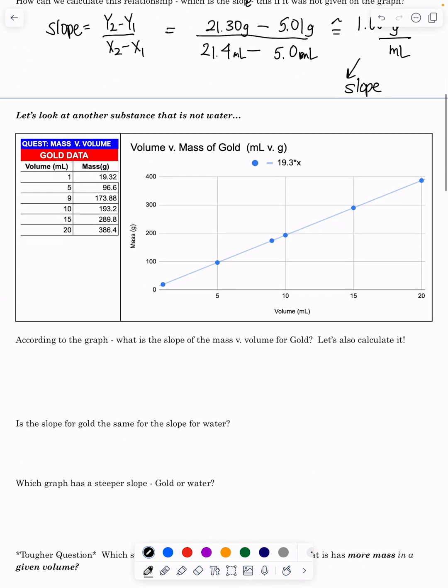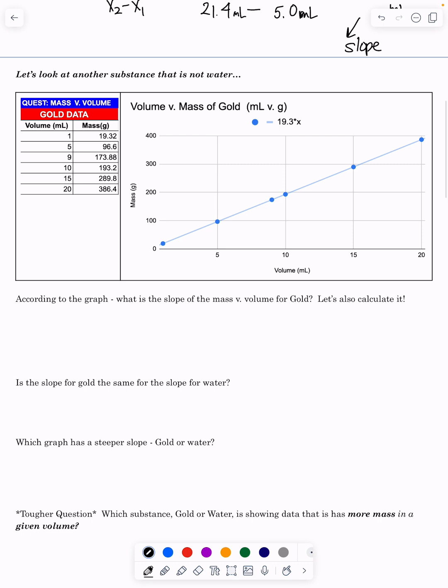Let's look at something that is not water. Let's look at gold, which we've talked about in class. I've got some data here. According to the graph, what is the slope of the mass versus volume for gold? We know now to look right here with the x. We've got y is equal to 19.3x. Our slope is equal to 19.3.